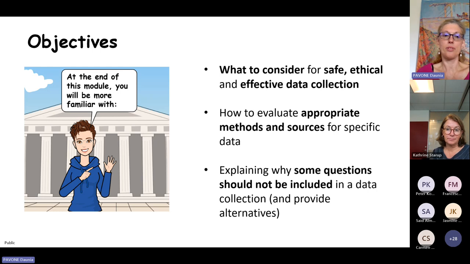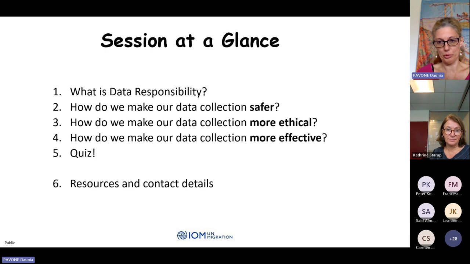objectives. And for some of you, this safe, ethical, and effective sounds familiar, I hope. In fact, what we will go through today is what we have defined as data responsibility. We will talk about that a little bit, but then we'll talk about in practice, how do we make our data collection safer, more ethical, and more effective. And for most of the second part, we'll try to do a quiz, a game, so that everybody is participating and thinking about how we do this in practice.